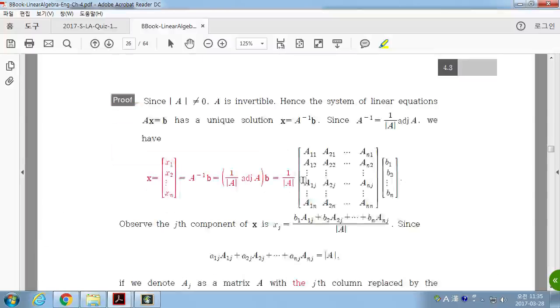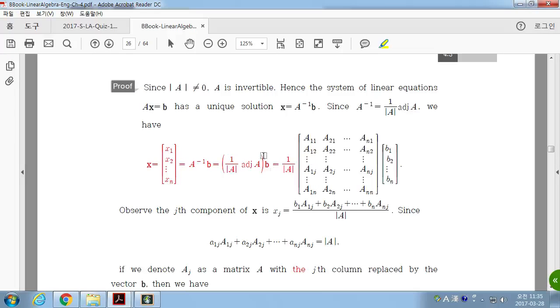Why? Here, all we have to do is, since the determinant of A is not 0, A is invertible, so A inverse exists. If we multiply A inverse on both sides, then what do we have? X is equal to A inverse B. It's done. It's solved.